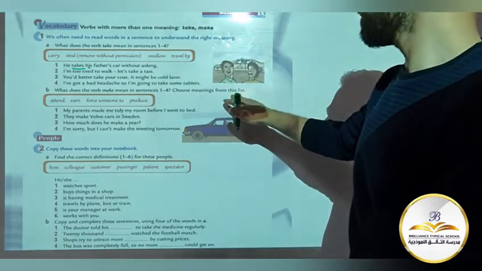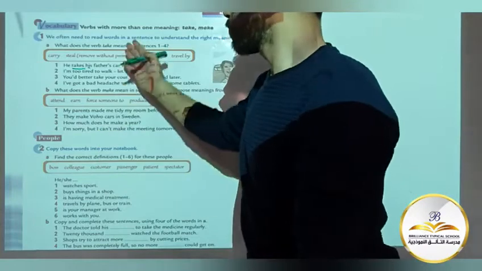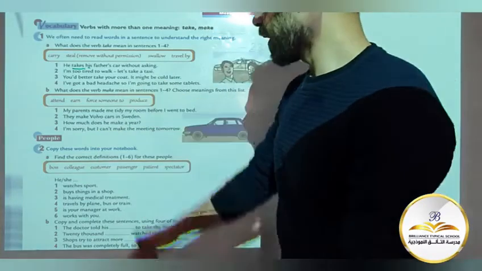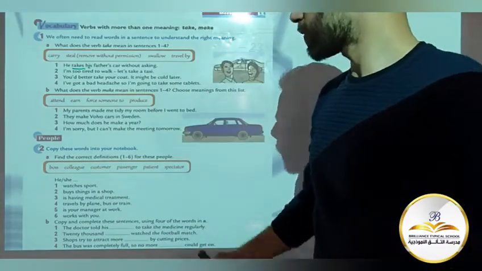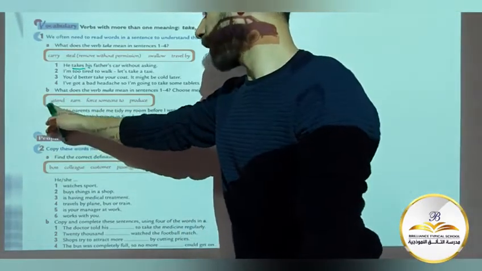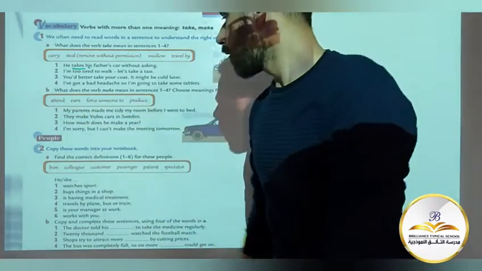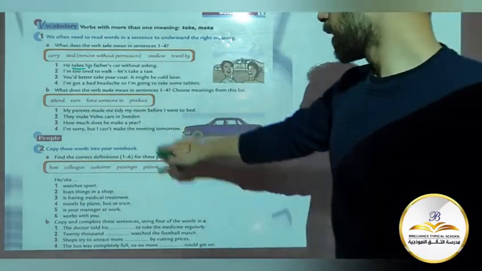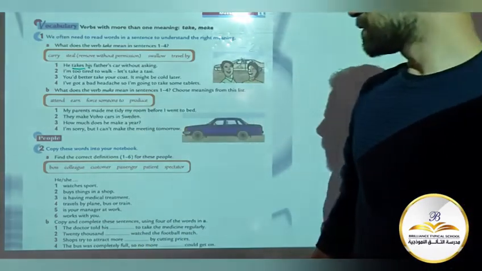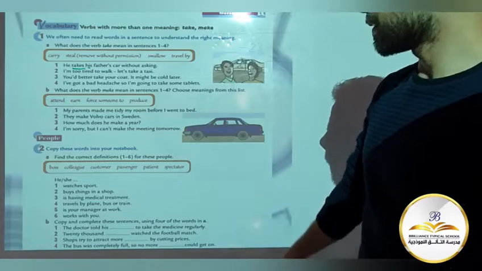Now, what does the verb make mean in sentences 1 to 4? Choose the meanings from the list. It's the same story as with take. Make can have different meanings. They gave me some options. The first one, attend. The next one, earn. The third one is force someone to. And the next one is produce. Let's take a look at the sentences.